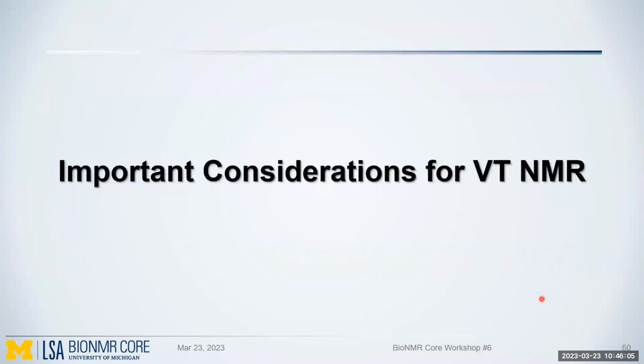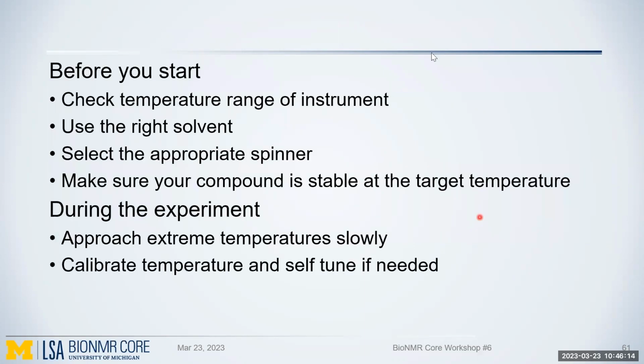All right, so that's all for those variable temperature NMR experiments. We'll just have a summary session on important considerations for VT NMR. First, before you start the experiment, make sure you check the temperature range of the instrument, use the right solvent, select the appropriate spinner, and make sure your compound is stable at the target temperature. Also, during the experiment, we want to approach the extreme temperature slowly, and we can calibrate the temperature and do self-tune if needed.